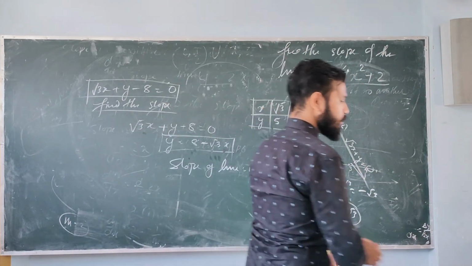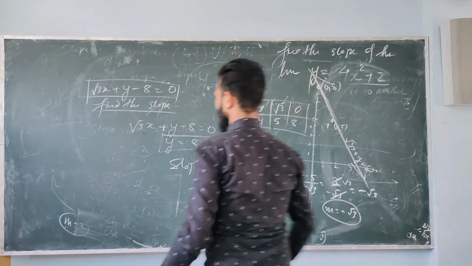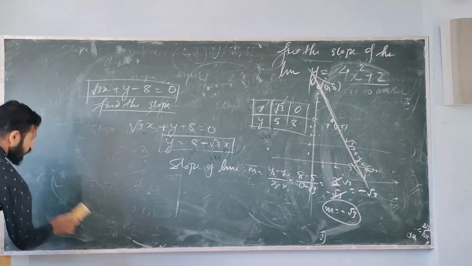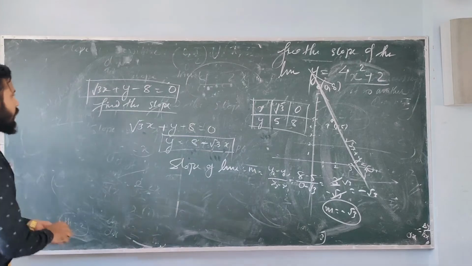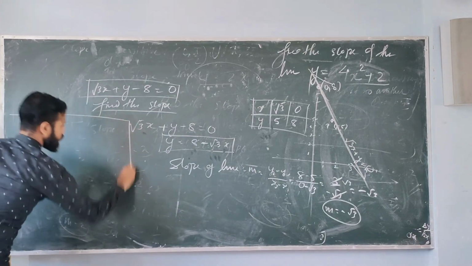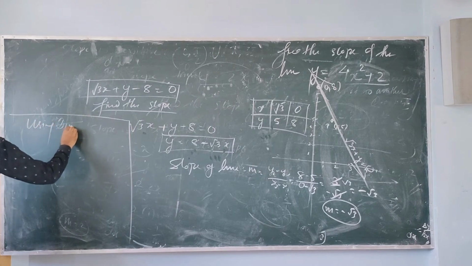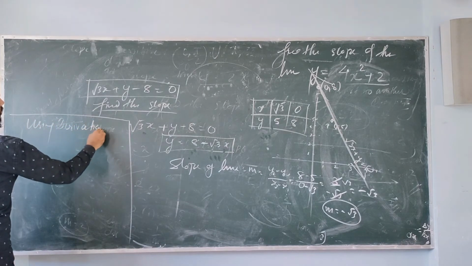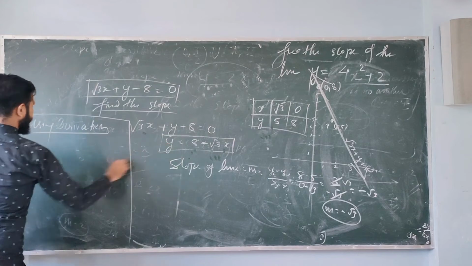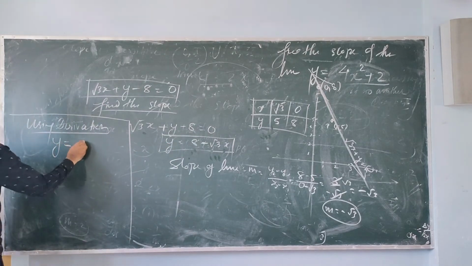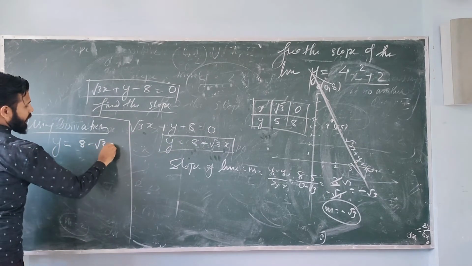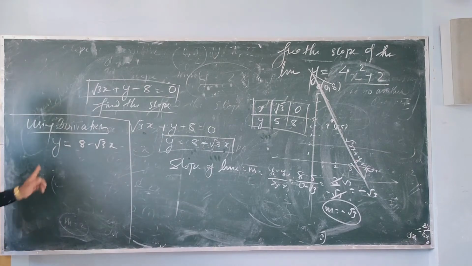Okay? Short way is what? Now look here. Short way is using the next method I am doing. Next method, using derivation. Tell me, y equal to how much? y equal to 8 minus root 3x. Look here, y equal to 8 minus root 3x.